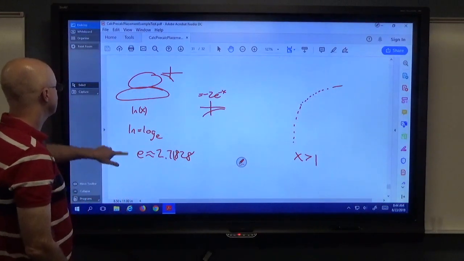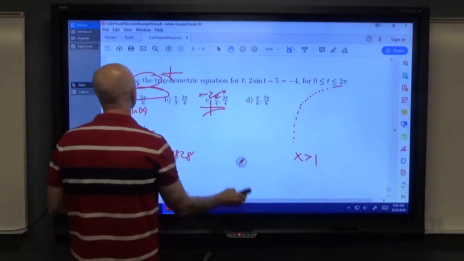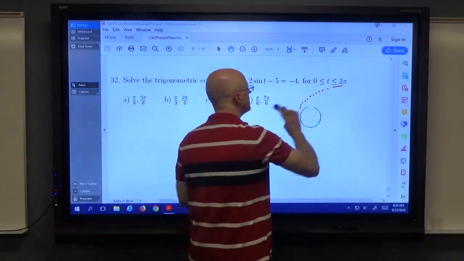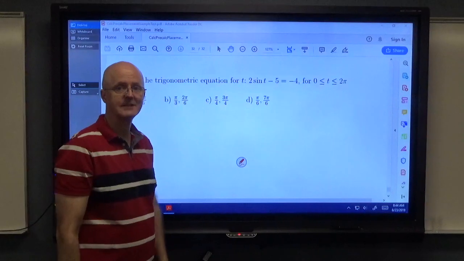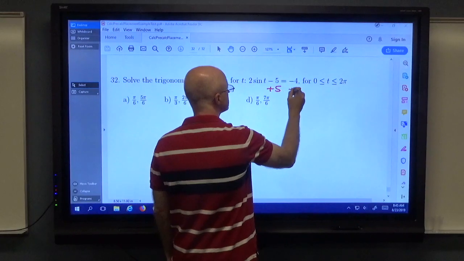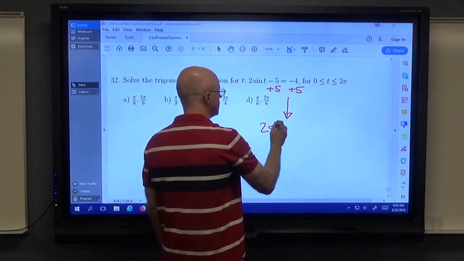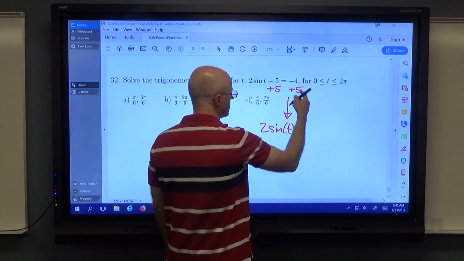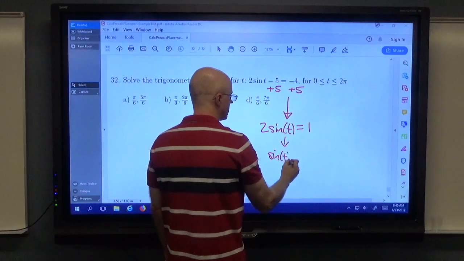One more problem, and it's a trig problem. Solving a trig equation. This also, if you're doing it without a calculator, involves some memorization. But first, before the memorization, isolate sine of t on both sides. So add 5 to both sides first. That will give you 2 sine of t, and again, I'll use parentheses here because I think that's a good idea. Negative 5 plus 5 is 0. Negative 4 plus 5 is 1. Now divide both sides by 2. Sine of t equals 1/2.